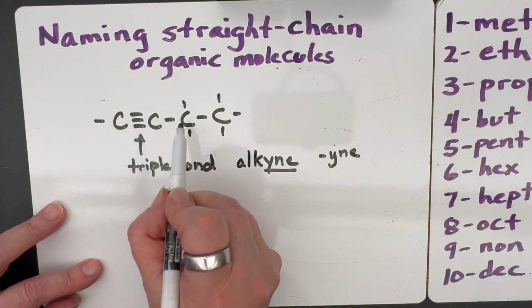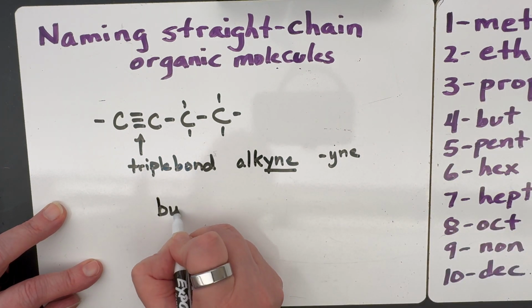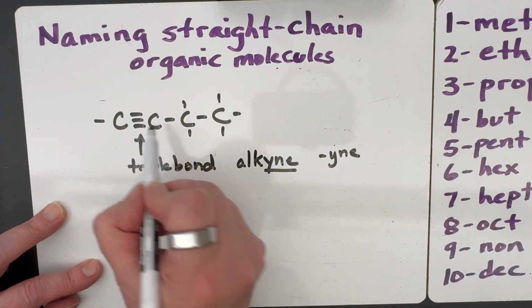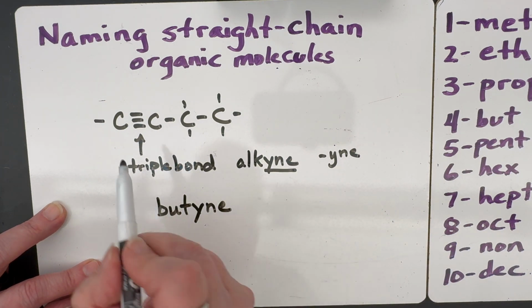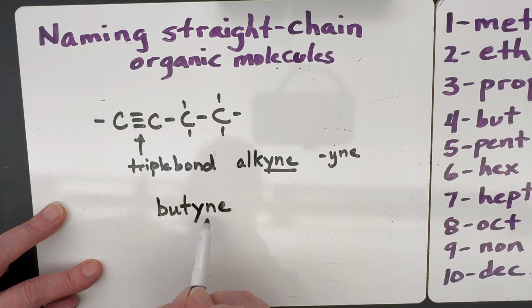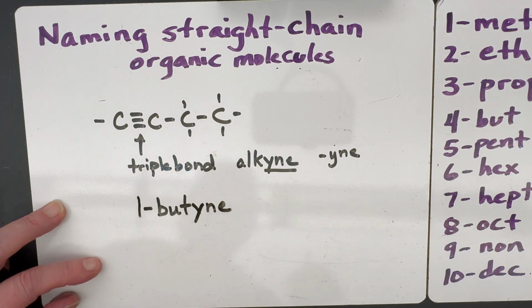So there are 4 carbons. 4 is bute. It has a triple bond, so our ending is Y-N-E. And the location, whenever this is not an A-N-E, you have to put a location in front. It's between carbon 1 and 2, so this would be 1-butyne.